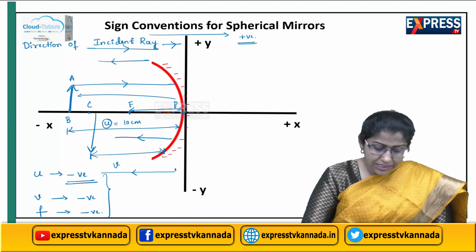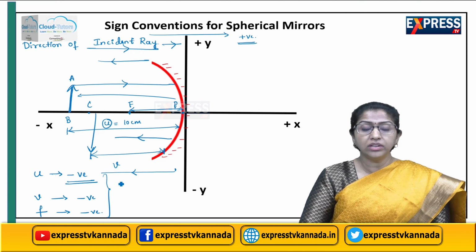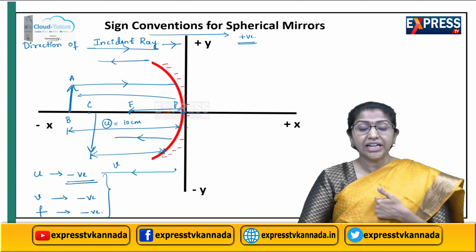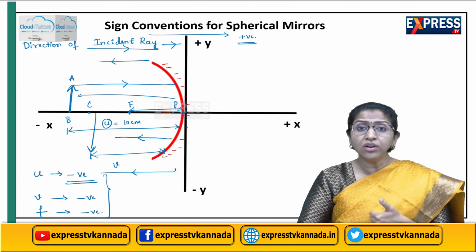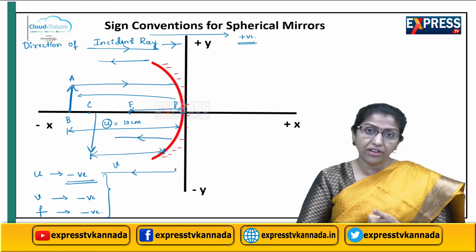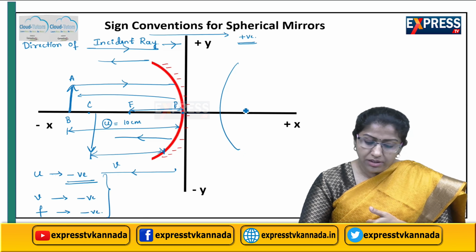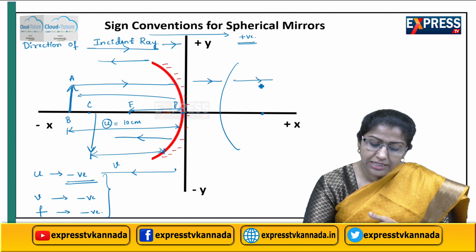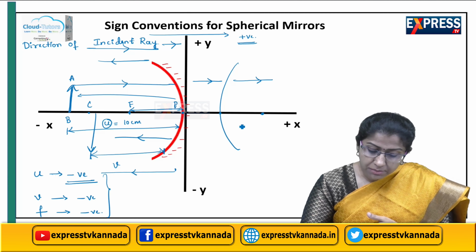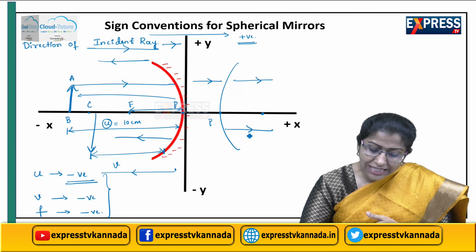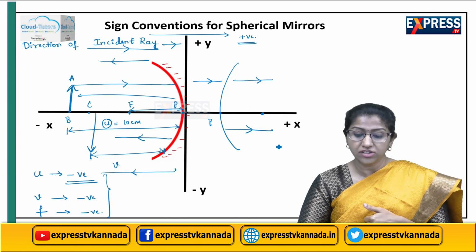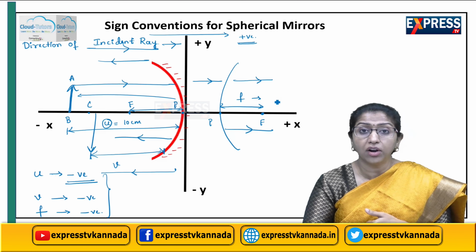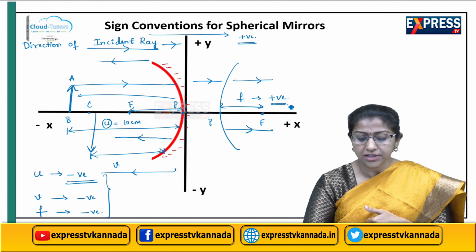So for this, object distance is negative for both convex and concave mirror, no matter what kind of mirror it is. Image distance is negative when the image is real. Focal length is negative when it is a concave mirror. When it comes to convex mirror, the focal length is actually behind the mirror and the incident ray is in this direction. So we'll have to start measuring it from the pole of the mirror, which is in the direction of the incident ray. Hence, the focal length of the mirror, that is for convex mirror, is always positive.